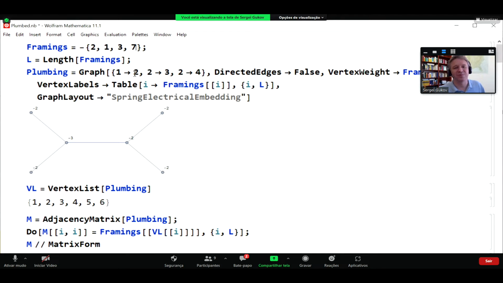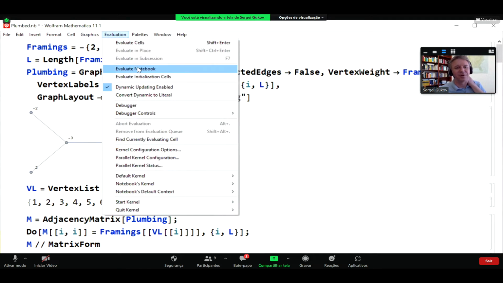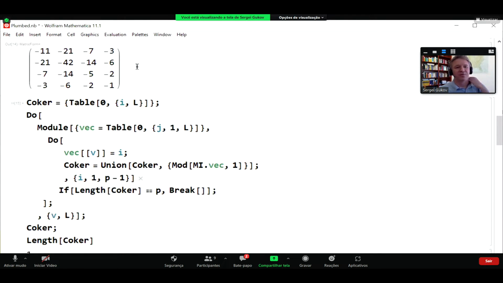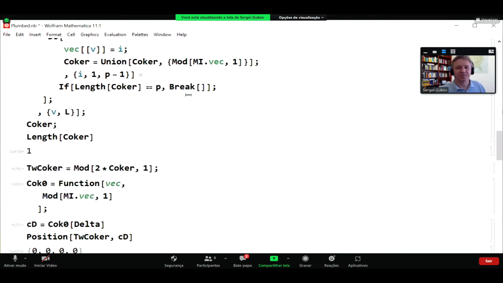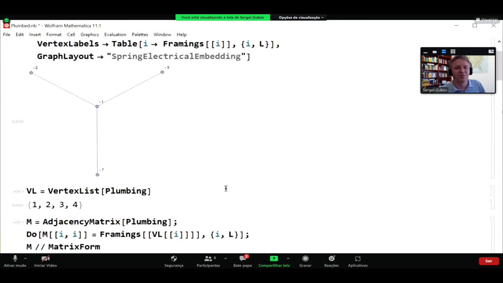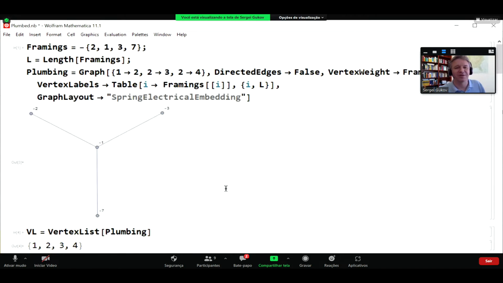So it means that 1 is connected to 2, 2 is connected to 3, and 2 is also connected to 4. And here are some of their labels. So then I'm going to run this notebook and see what it gives. So first, let me scroll back up. First, it illustrates this graph. As you can see, this is a simple trivalent graph with only 4 vertices. It's a little bit more interesting than the homework I suggested yesterday.